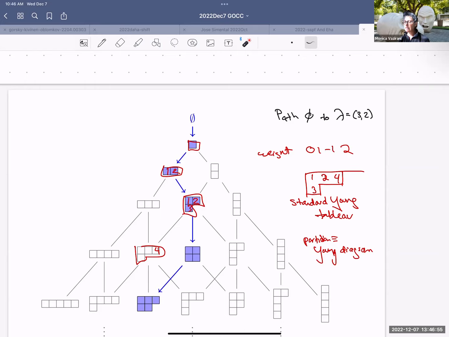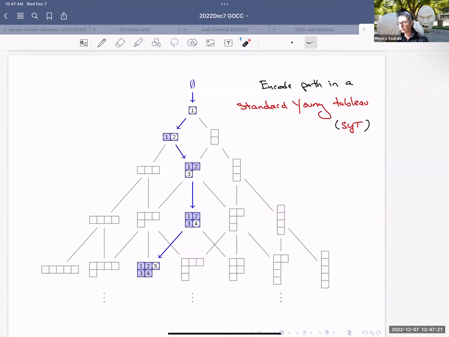And so another way to recognize the standard Young tableau is that the numbers always have to increase across each row, and they also have to increase down each column. And as long as that's satisfied, it exactly corresponds to some path along here. So the upshot is that, let me see, for this slide, I had chosen a different shape and different paths and different fillings.